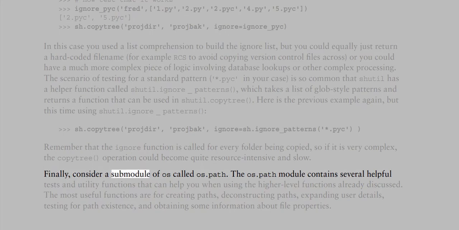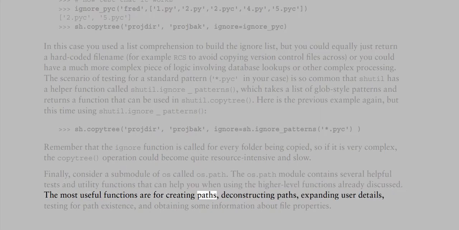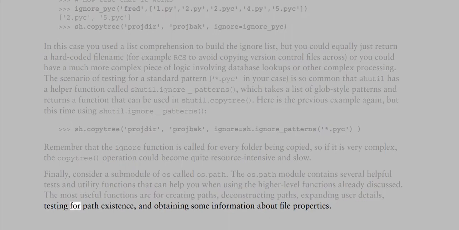Finally, consider a submodule of os called os.path. The os.path module contains several helpful tests and utility functions that can help you when using the higher-level functions already discussed. The most useful functions are for creating paths, deconstructing paths, expanding user details, testing for path existence, and obtaining some information about file properties.